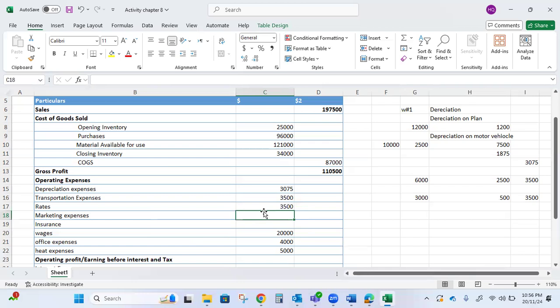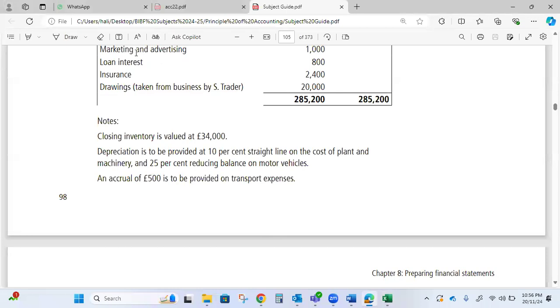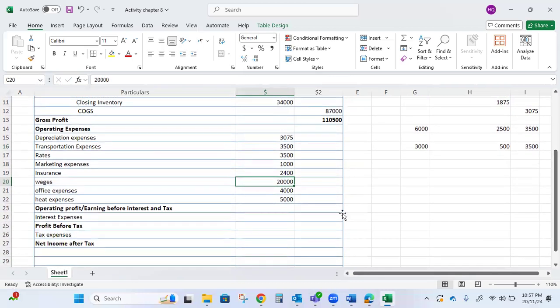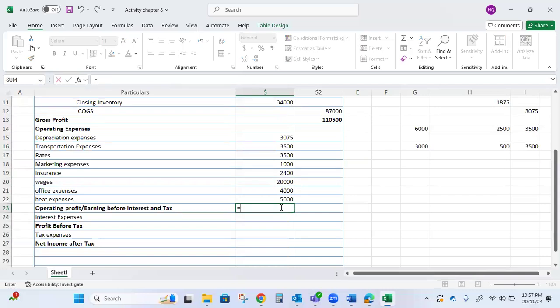One more expense, marketing, and then insurance. Let's see. The marketing cost is given in the trial balance 1,000 and insurance cost is 2,400. Straight away, we will place them there. So marketing cost is 1,000 and insurance cost is 2,400. Okay. Now, if you add all the expenses, operating expenses, just use the formula of sum. If you are using Excel, all expenses are added here. It means total operating expenses are this.